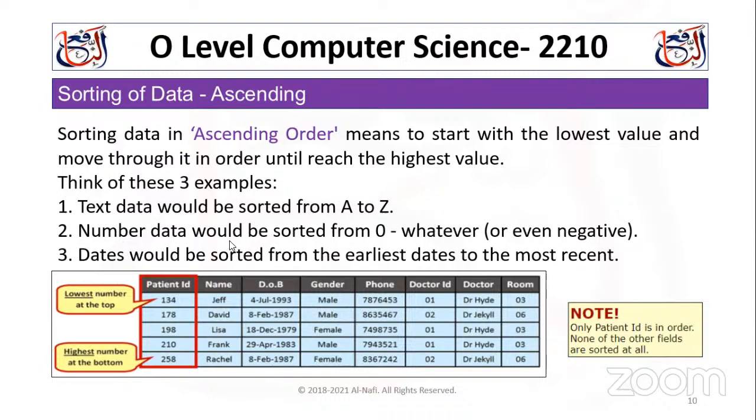So we are going to sort it in ascending order, means lowest to highest. You can see that 134 is the lowest number, 178 is a bigger number than the previous number. Similarly, 198, 210, and 258. So in the exam, they will give you the column on which you need to sort, in ascending or descending. This is the ascending order example.